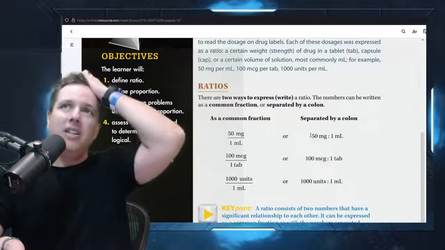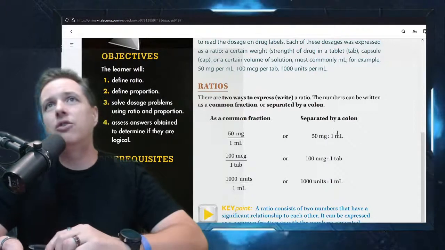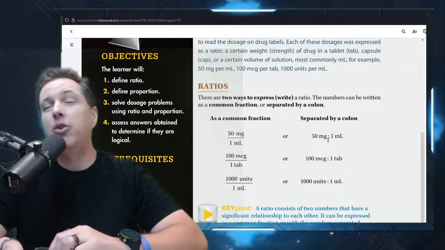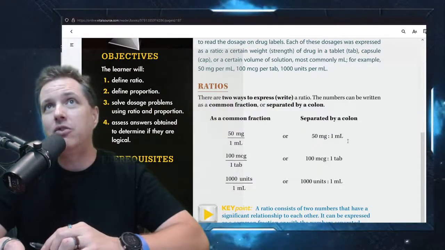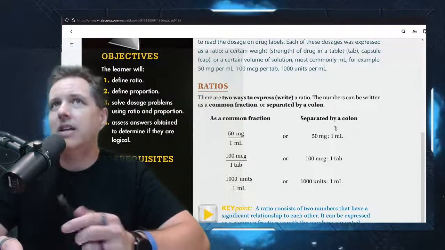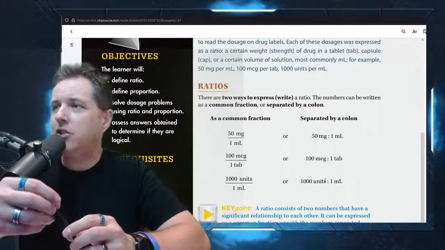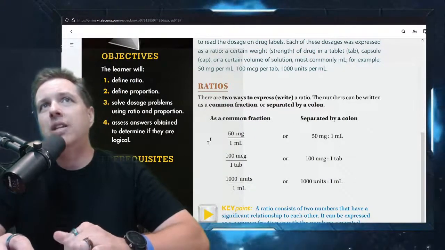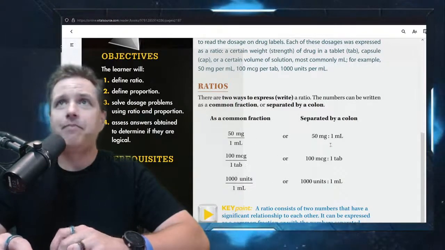Okay, so a lot of times, there are certain scenarios where you might see it written this way. Sometimes in books, especially if it's non-mathematical books, they like to give ratios this way: 50 milligrams per 1 milliliter. That's fine. Like that's a fine way of writing things, and you can communicate that information. But I would say in general, you want to default to the common fraction way of doing things, okay?